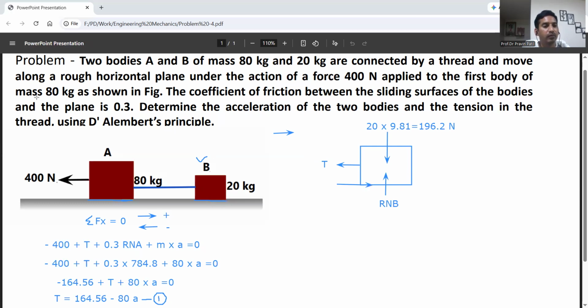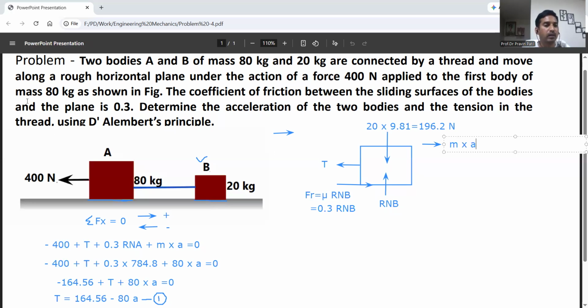Again, the friction force Fr is equal to mu into Rn. Mu will be 0.3, so Fr is 0.3 Rn. Now D'Alembert's principle: the force acts towards the left side, and the D'Alembert force, mass into acceleration, will be towards the right side.